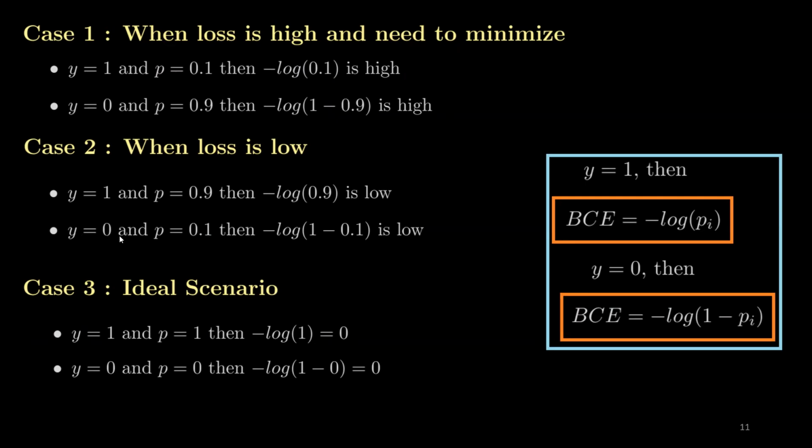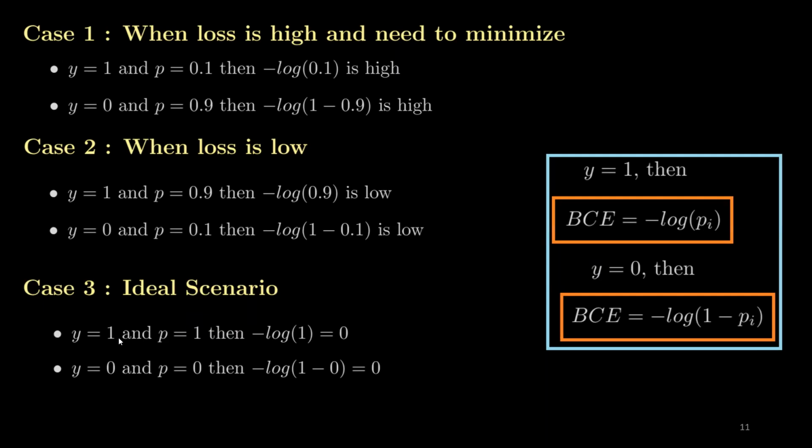Similarly, if y equals 0, then we will use this part of the equation to calculate the loss. So here y equals 0 and P equals 0.1. If you put P equals 0.1 here, then you will get 1 minus 0.1, which equals 0.9, and we will get a low value of the loss. This is the ideal scenario.